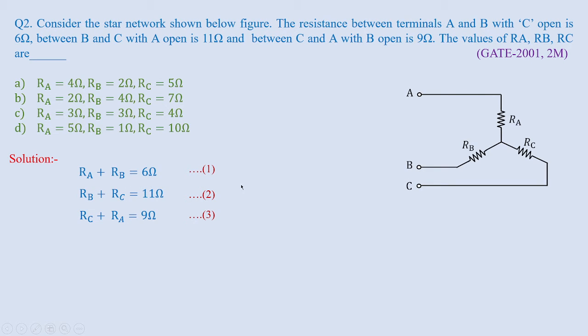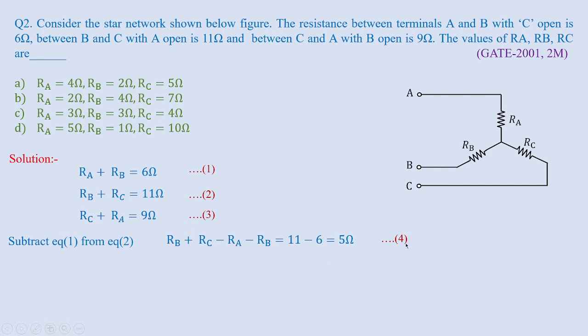Now we have equation 1, equation 2, and equation 3. What we'll do is subtract equation 1 from equation 2. Equation 2 has RB plus RC equal to 11, whereas equation 1 is RA plus RB equal to 6. If you subtract the first equation from the second, we get RB plus RC minus RA minus RB equal to 11 minus 6, which is equal to 5 ohms.